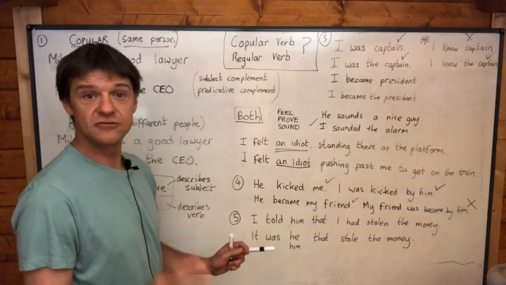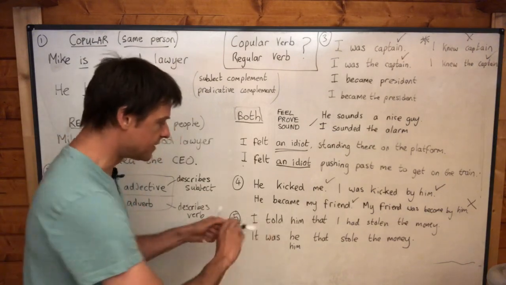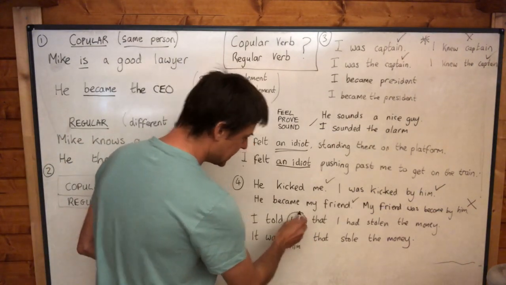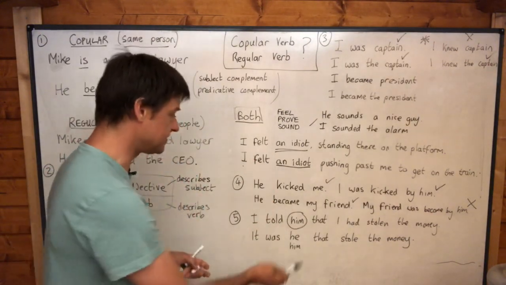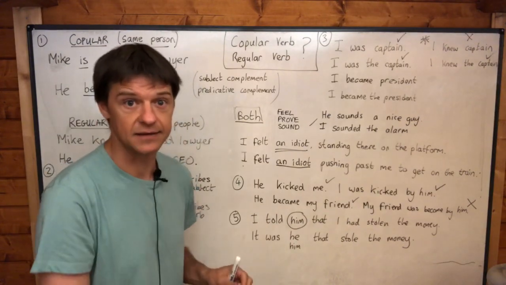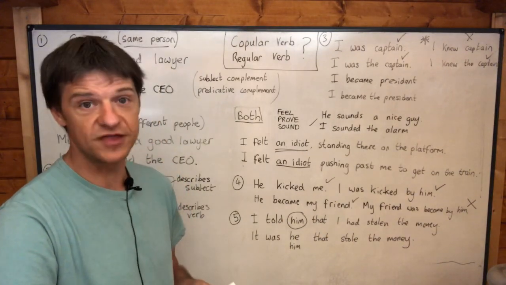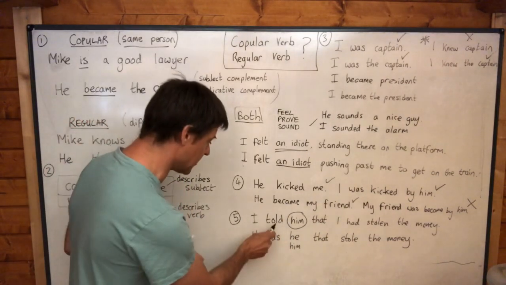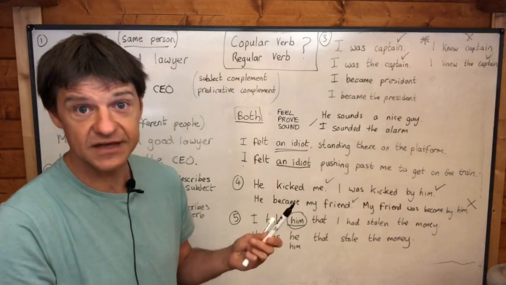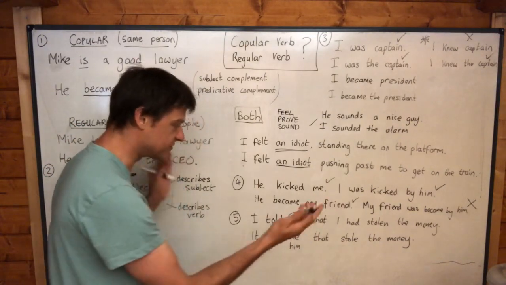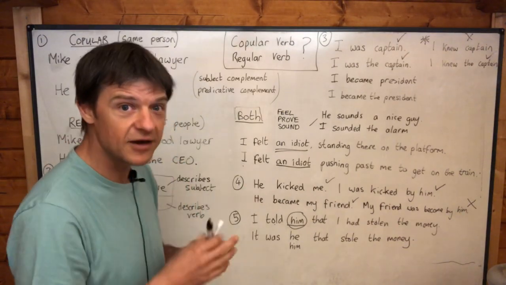Let's have a look at a last difference, because we've got one more difference and then I want to grab a coffee and start work. But have a look at this one. I told him that I had stolen the money. Him is the object pronoun. It's the old accusative case. It means that this is the object of the verb tell. And you need to use him or her or me or us or them when you're dealing with a regular verb and it's the object. So the object of a regular verb is always in the objective case, the accusative case. Him, her, us, them. It's not true after copular verbs necessarily, and I'll explain what I mean in a second.